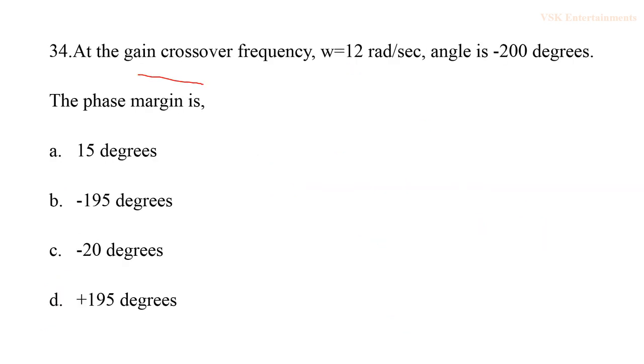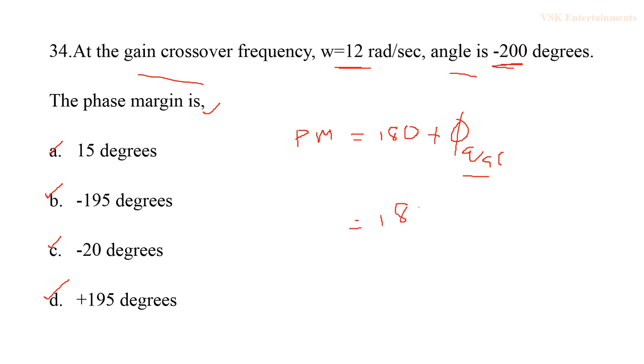Next one is, at the gain crossover frequency omega is equal to 12 radian per second, angle is minus 200 degrees, then the phase margin is, options are 15 degrees, minus 195 degrees, minus 20 degrees, and plus 195 degrees. The formula for phase margin is given as, phase margin is equal to 180 plus phase angle at gain crossover frequency. We know at gain crossover frequency 12 radian per second, phase angle is minus 200 degrees. So phase margin is equal to 180 minus 200 degrees. Then we are getting minus 20 degrees as the phase margin. So option C is the answer for this one.